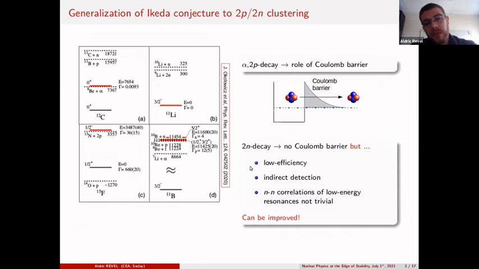And we usually suffer from low detection efficiency, and we actually have to detect neutrons indirectly, usually by proton scattering in plastic scintillators. This also makes extraction of neutron-neutron correlation at low energy not that trivial. But the good news is that this can be improved by technical developments.